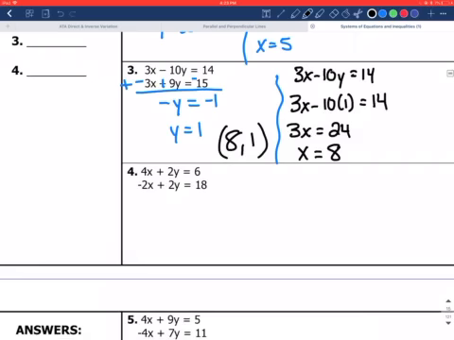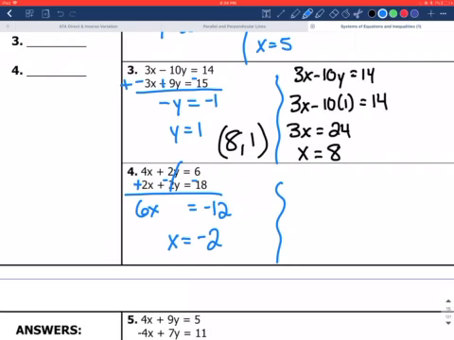Lastly, for number 4, we have the y's that have the same coefficients. So we need to change the signs of all of these, and then we will add. So that will be 6x. The y's will cancel out, and we'll be left with a negative 12. 6 and negative 18 gives me negative 12. So we divide by 6, and that'll give me a negative 2.